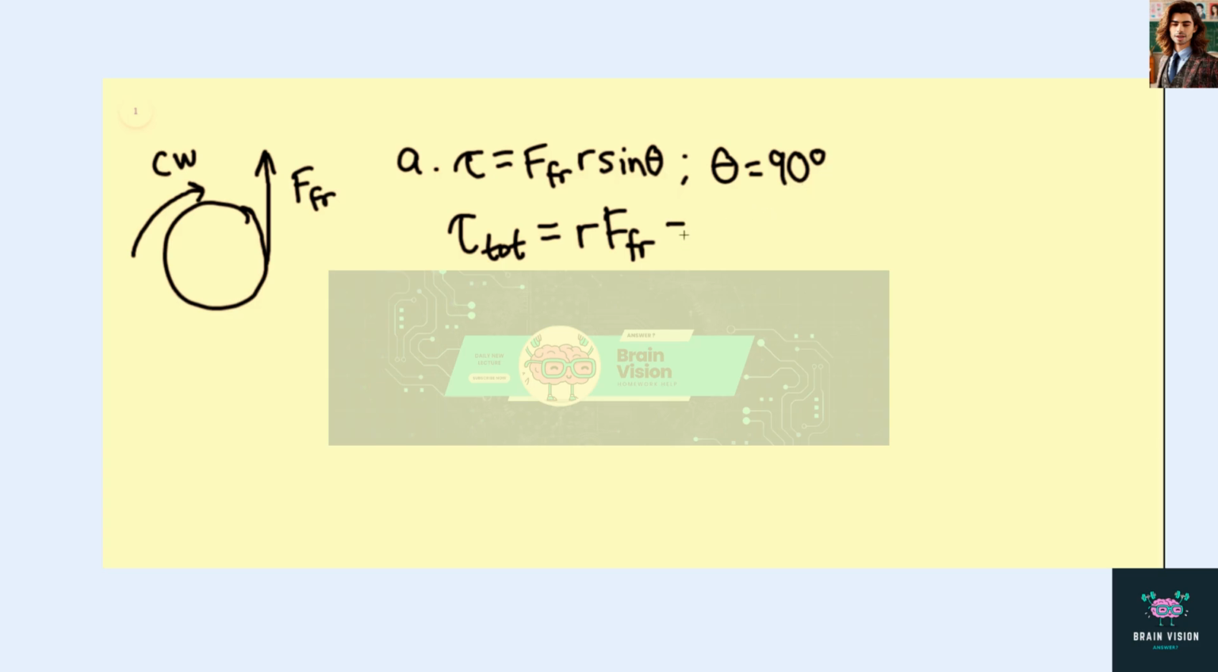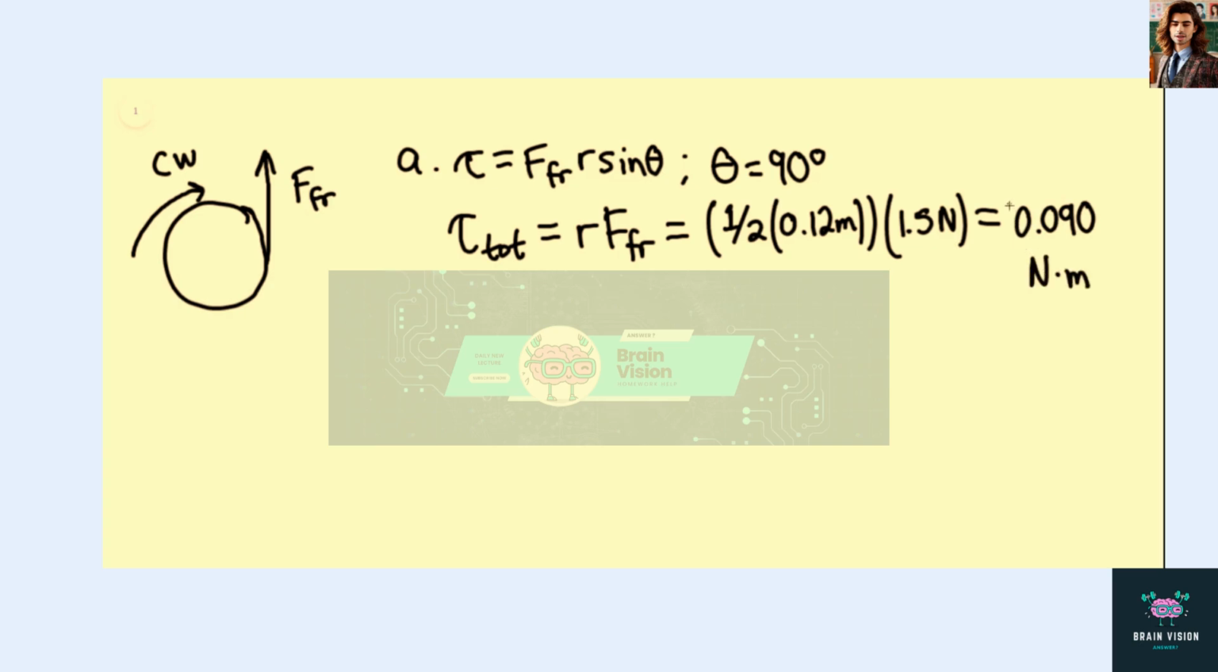And so this would equal 1/2 times the diameter, 1/2 times 0.12 meters, multiplied by the force of friction, 1.5 newtons, and this equals 0.090 Newton meters. This would be our answer for part A. For part B, we're trying to find the time to stop.